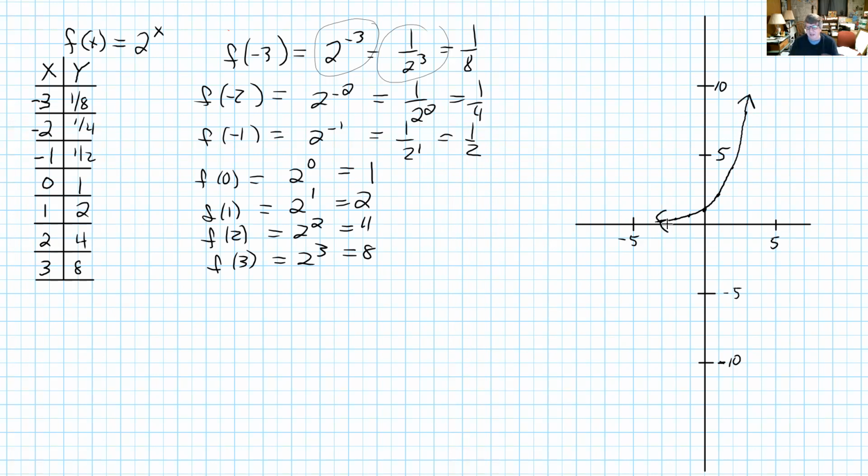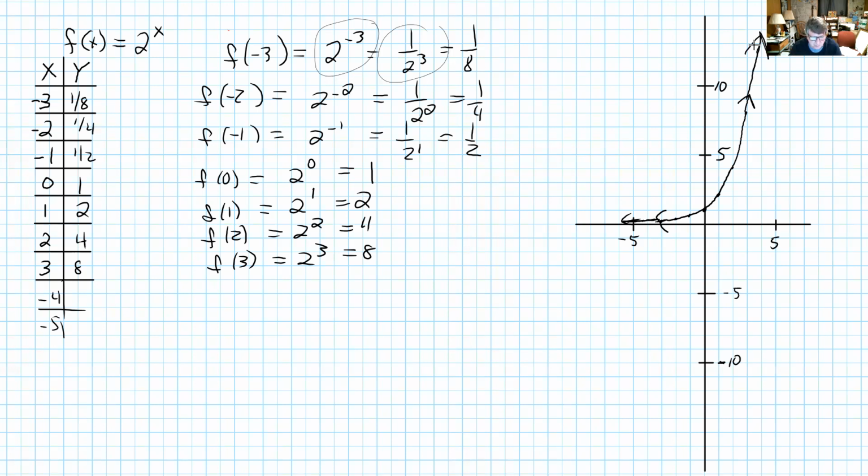It kind of looks like half of a parabola, doesn't it? But in fact, it isn't. Notice if we were to pick some different values like -4 and -5, 2 to the -4 is 1 over 2 to the 4th, which is 1/16. 2 to the -5 is 1 over 2 to the 5th, 1 over 32. So on this end, the graph is getting closer and closer to the x-axis. But going the other direction, it's just going to keep shooting up faster and faster. Okay.